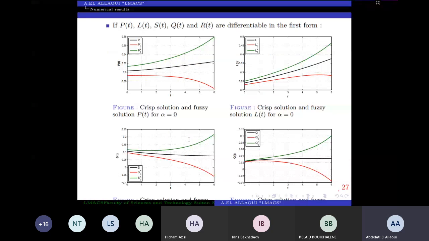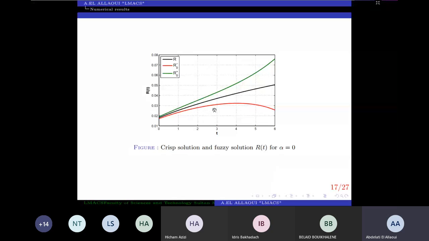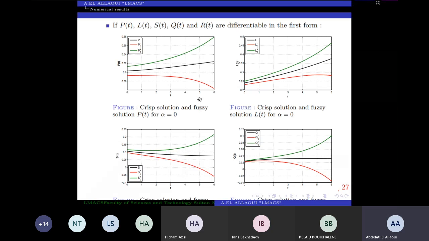We give in the following figures the graphical solutions of problem 1, if they are differentiable in the first form. This is the graph of potential smokers, this is the crisp solution, and this is the fuzzy solution for alpha equal to 0. This is the left and right branches of the variable P, potential smokers. This is the graph of occasional smokers, this one for heavy smokers, temporary quitters, and permanent quitters. If we analyze these figures, we can see that the graphical solutions are incompatible with biological facts.